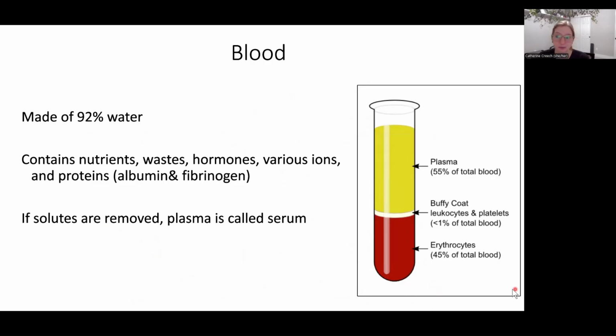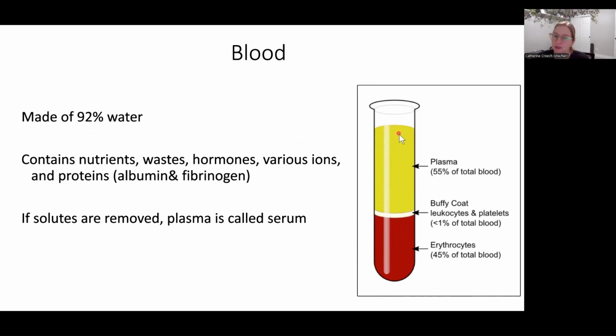If we were to spin our blood and separate out the solids and the liquids, we would find that almost all of it's 92% water. But if we spin it, about 45% of it would be our hematocrit, which is going to be our red blood cells. That's still a lot of water in there, but our red blood cells would make up 45% of it. The buffy coat is where we're going to find our white blood cells. And then the plasma, that's 55% of our blood.